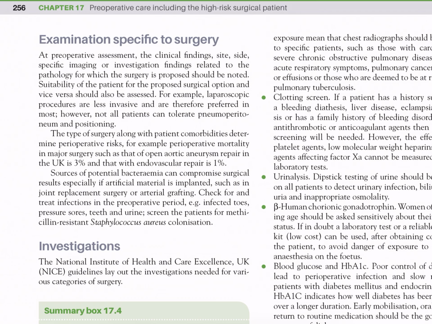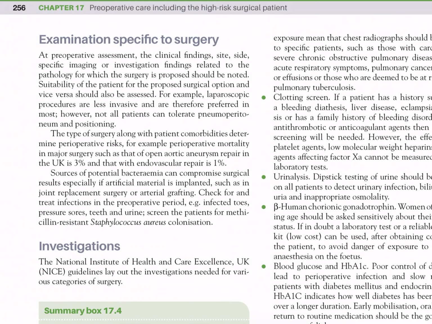The type of surgery along with patient comorbidities determine perioperative risks. For example, perioperative mortality in major surgeries such as open aortic aneurysm repair in the UK is 3% and that with endovascular repair is 1%.